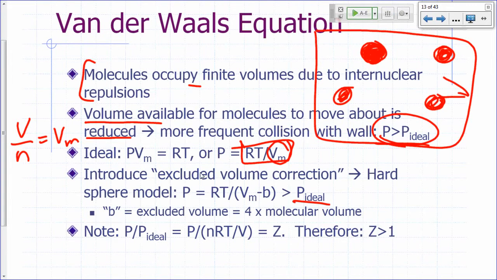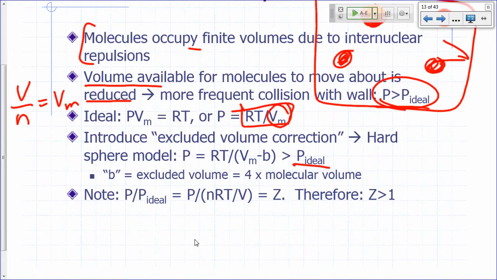Now, what does it mean when the pressure is higher than ideal in terms of Z? Let's say your molecules are not attracting each other. Let's just ignore attractions for now. Let's say the only correction we're going to look at is repulsions. Well, if that's the case, then the pressure would be larger than ideal. If pressure is larger than ideal, you can say that Z is going to be greater than 1. Why? Well, remember, repulsion we said will lead to a larger volume than ideal under the same conditions.